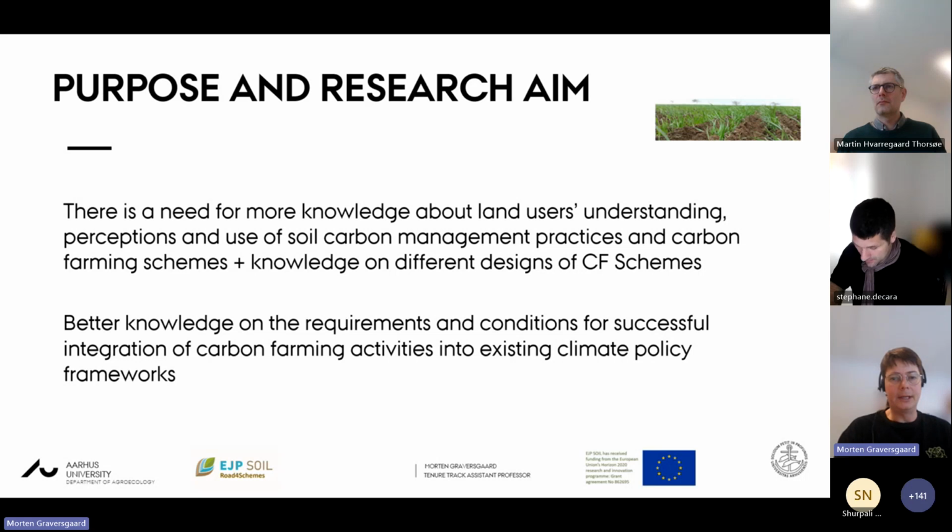Additionally, there's also a need for better knowledge on some of these requirements and conditions for integrating carbon farming activities more successfully into the existing climate policy framework. So even though the topic of my presentation was social and socio-economic consideration, I would say it's more social and policy considerations that we've been working on in this work package.